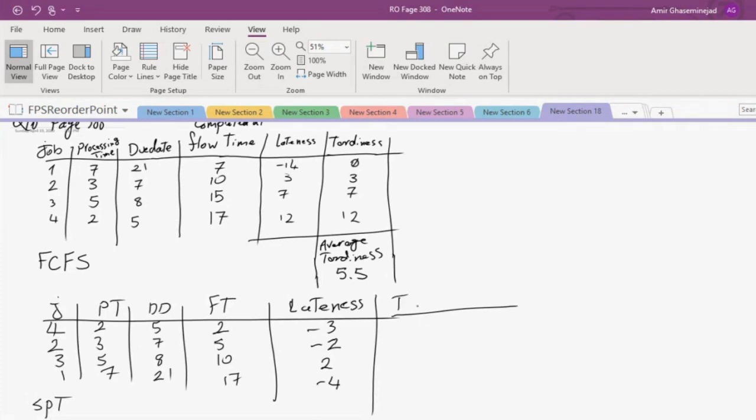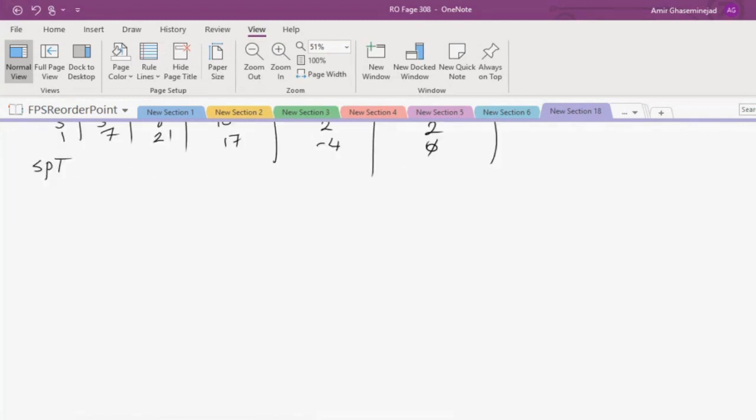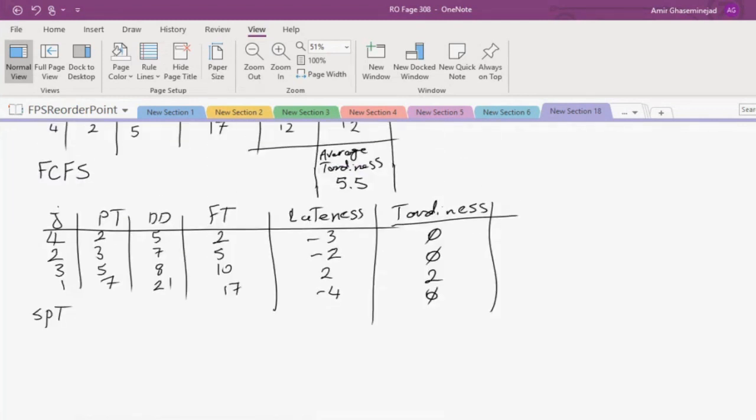And tardiness. I bet that this strategy will be the best. So this would be no tardiness, no tardiness, 2 and 0. And the average tardiness will be 2 divided by 4, which is 0.5.